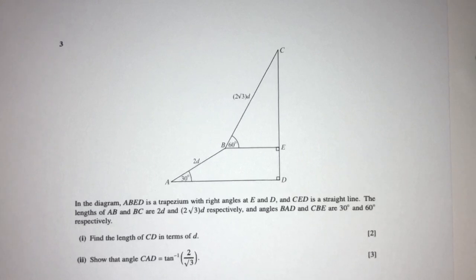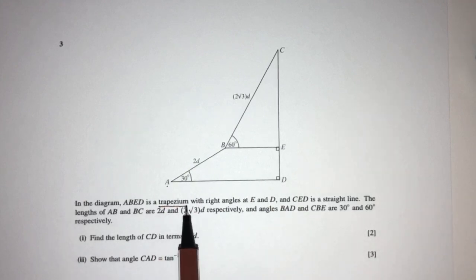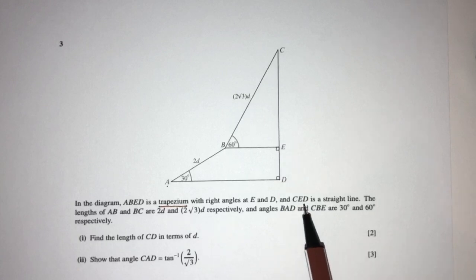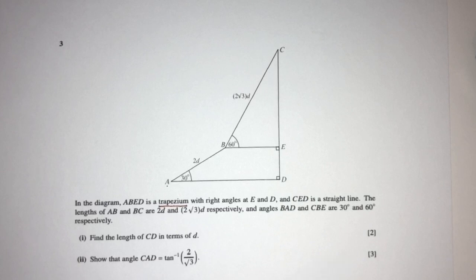Let's move on to the next question. So in the diagram we have ABED. ABED is a trapezium, with right angles at E and D. So E and D are right angles, and CED is a straight line. Now, the lengths of AB and BC are 2d and 2 root 3 d respectively. So this is 2d and this is 2 root 3 d. Now the angles here, BAD is 30 and this one, CBE, is 60 degrees respectively.